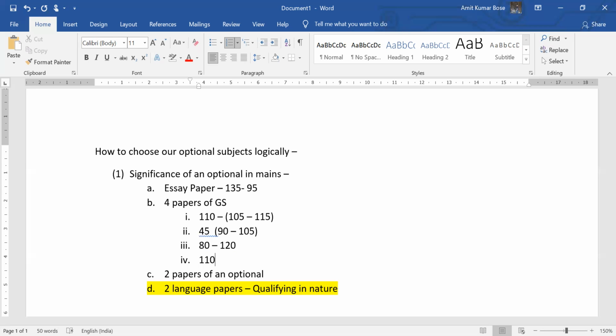Optional subjects are the ones which create the difference between a successful candidate and someone who's a failure. Let me warn you here, you're looking at one examination where we are looking at cutthroat competition.